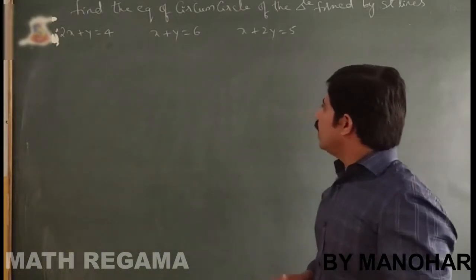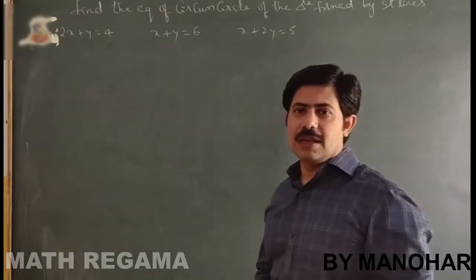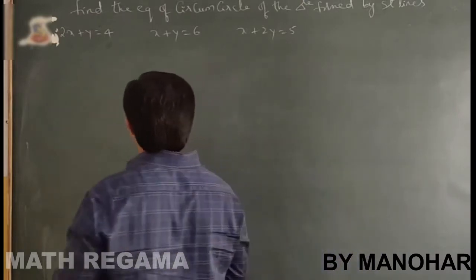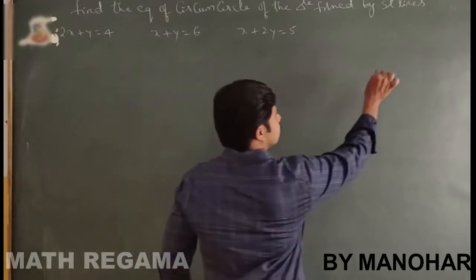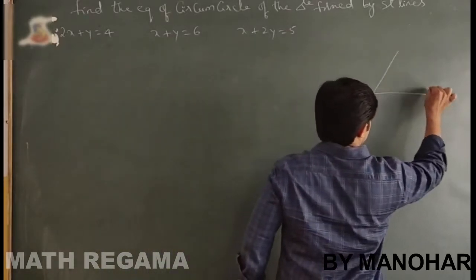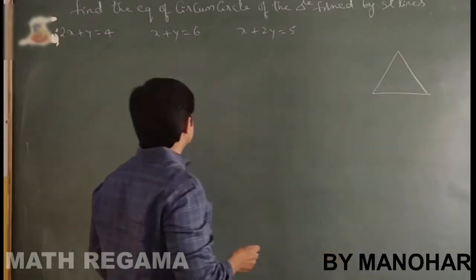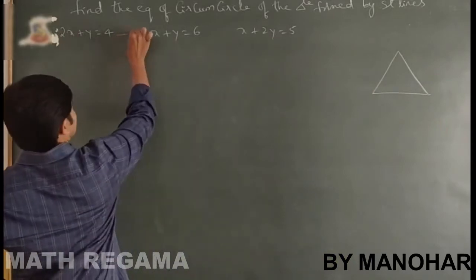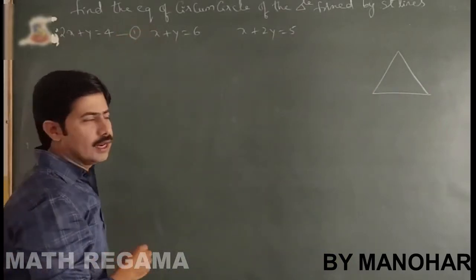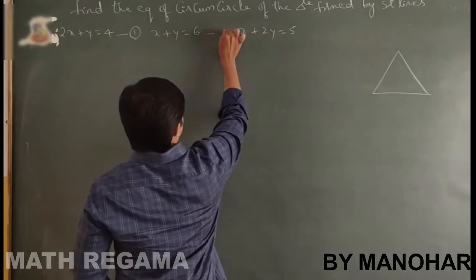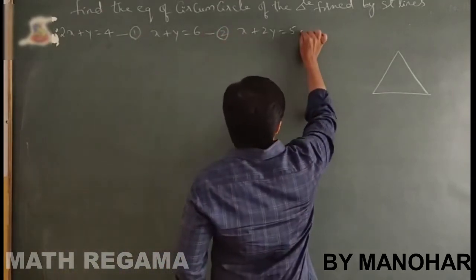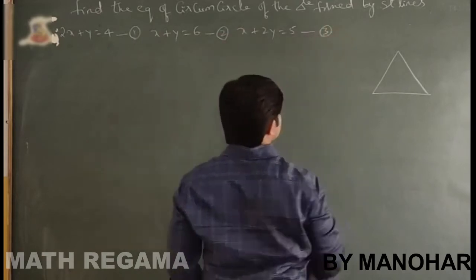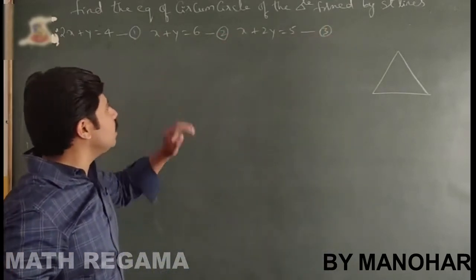So to find the equation of circumcircle, what we have to do is, see here, what are these three representing? These three represent the sides of a triangle. Let me write them: 2x plus y is equal to 4, equation 1. x plus y is equal to 6, equation 2. x plus 2y is equal to 5, equation 3. Now these are the three equations.